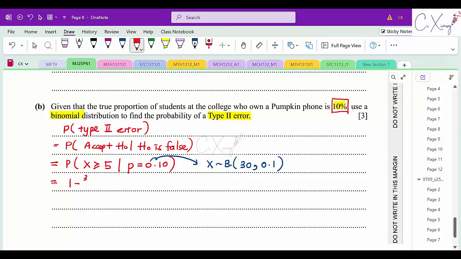Okay, so we start. X equals 0 is 30C0, 0.1 power 0, 0.9 power 30. Then minus 30C1, when x equals 1, 0.1 power 1, 0.9 power 29. Then 30C2 when x equals 2. Then x equals 3, and also x equals 4.